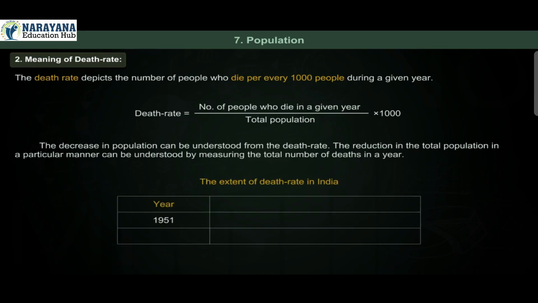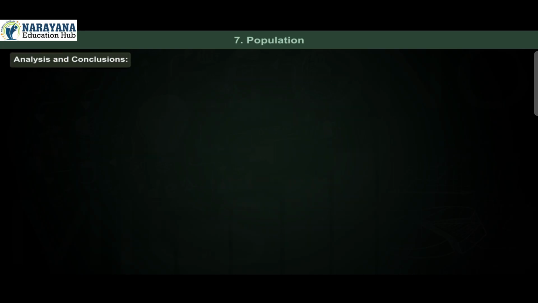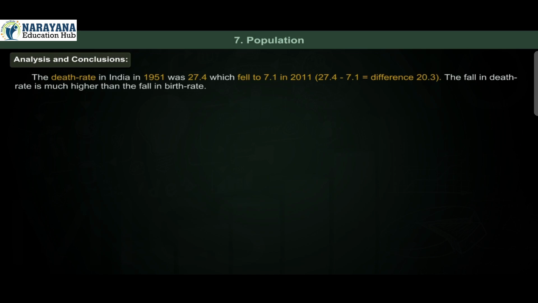In year 1951, death rate per 1000 persons was 27.4. In year 2011, death rate per 1000 persons is 7.1. Source: Census of India 2011. Analysis and conclusions. First, the death rate in India in 1951 was 27.4, which fell to 7.1 in 2011. That is, 27.4 minus 7.1 is equal to a difference of 20.3. The fall in death rate is much higher than the fall in birth rate.